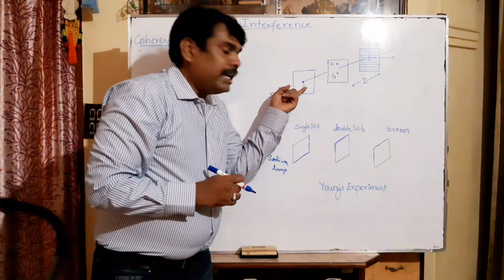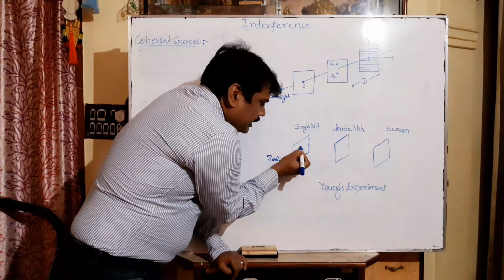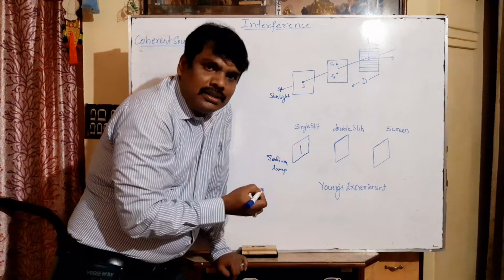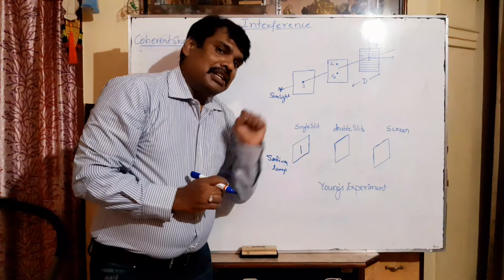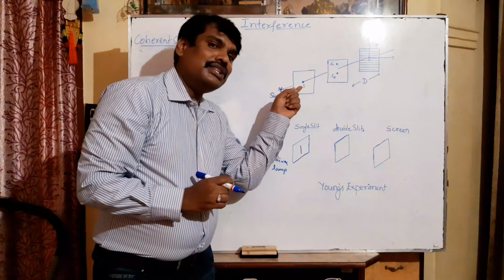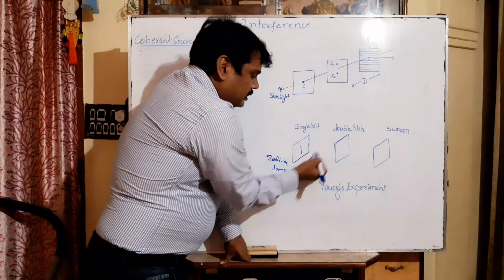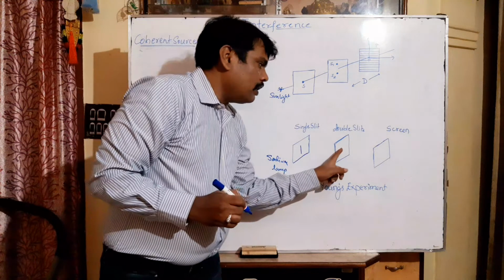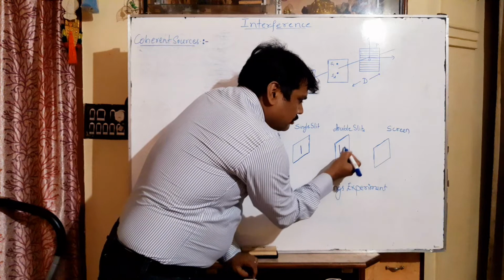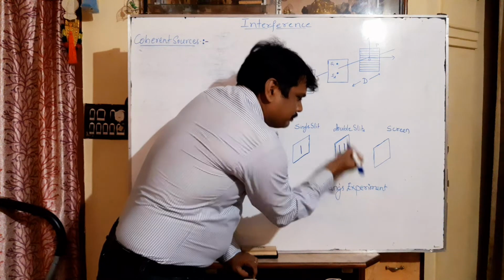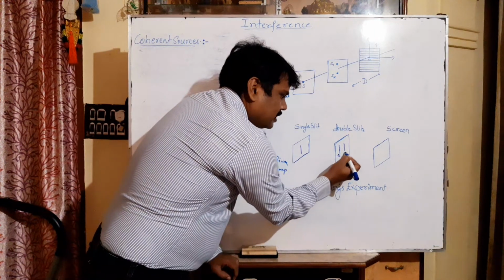And in place of a narrow hole, he has made a narrow slit-like structure, a small cutting made here. So now the light coming out from here is cylindrical in shape. Here it is spherical in shape. Here it is cylindrical in shape. Now what happens? When the waves coming out from the single slit are made to fall on the double slit, it means on this cardboard he has made two slits. One is S1, another one is S2.